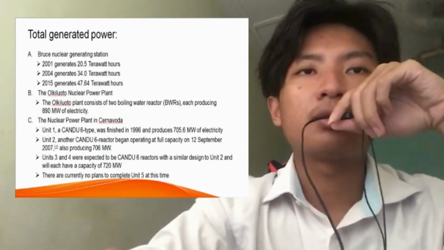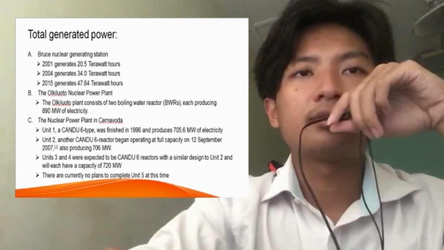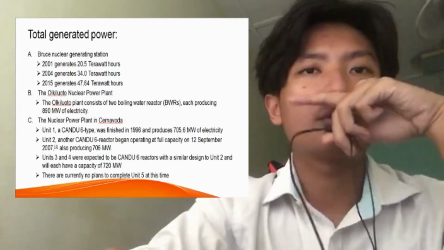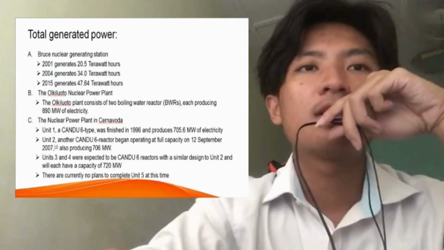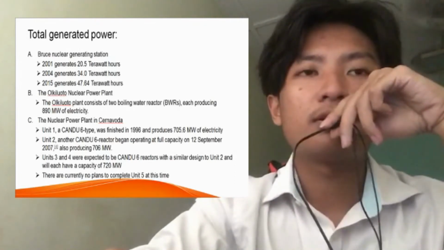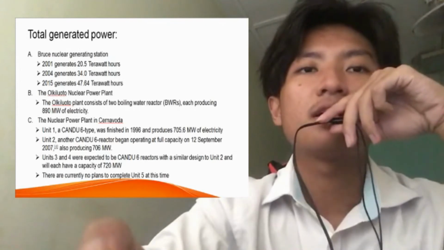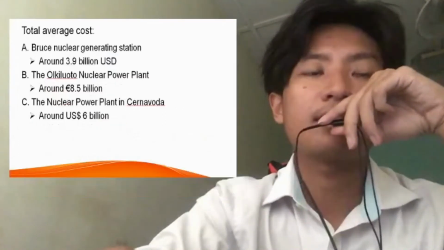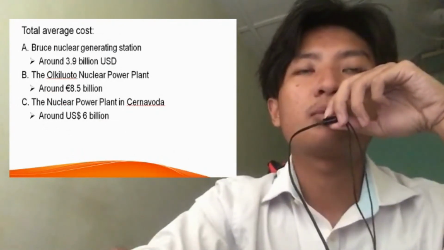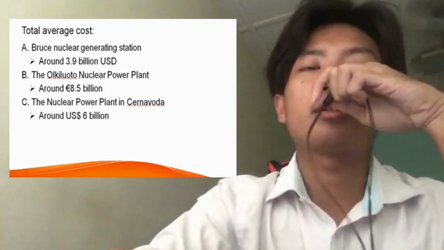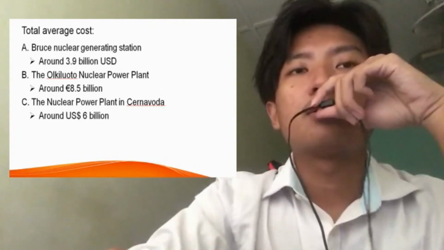Olkiluoto can produce 890 megawatts of electricity. For the nuclear power plant in Cernavoda, unit 1 produces 705.6 megawatts, unit 2 produces 706 megawatts, and units 3 and 4 produce the same capacity of 720 megawatts. There is currently no plan to complete Unit 5 at this time. The Bruce nuclear station costs around 3.9 billion USD, the Olkiluoto nuclear power plant costs around 8.5 billion, and the nuclear power plant in Cernavoda costs around 6 billion USD. That's all.